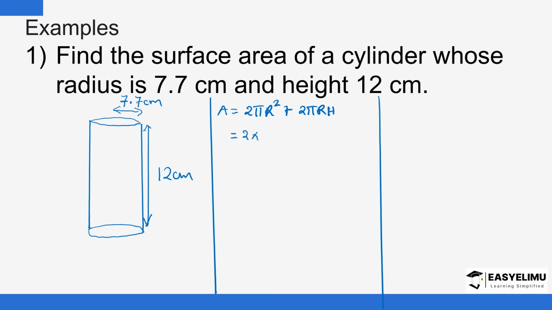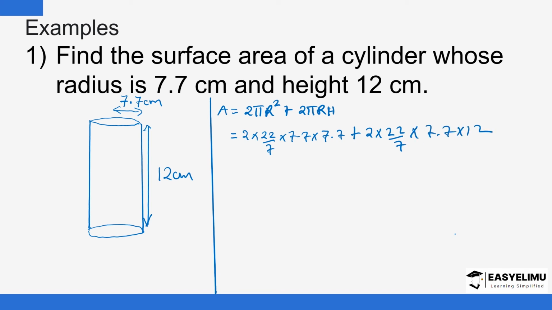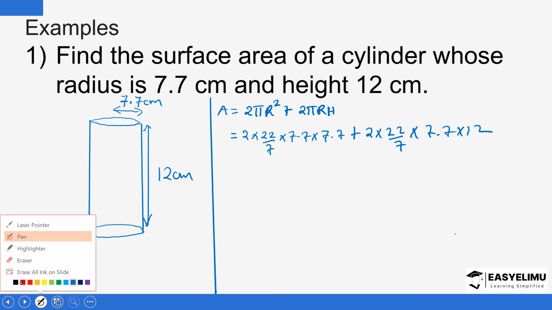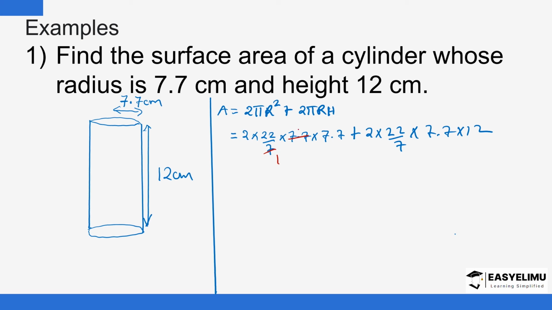So 2 times 22/7, and then you multiply by 7.7, multiply by 7.7, and then we add 2 times 22/7 by 7.7, and then by 12. You see. So now 7 goes here, once goes there, 1.1. Again, 7 here, 1, 7 there, 1.1.